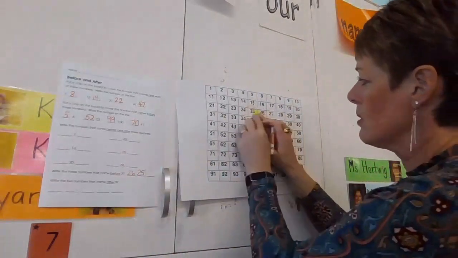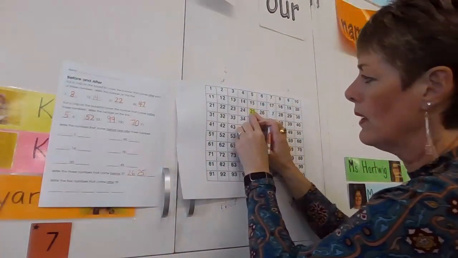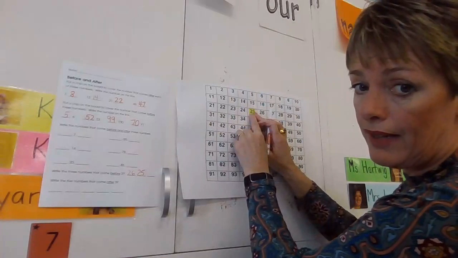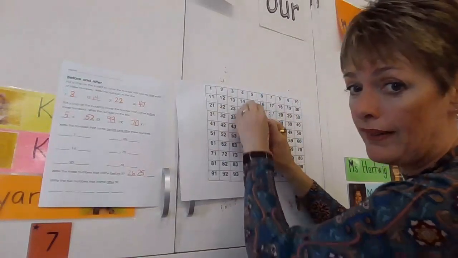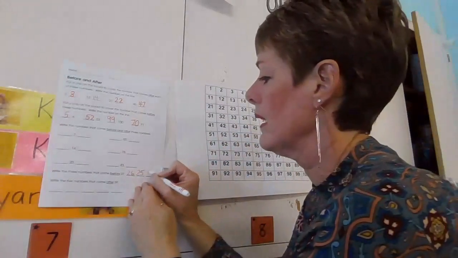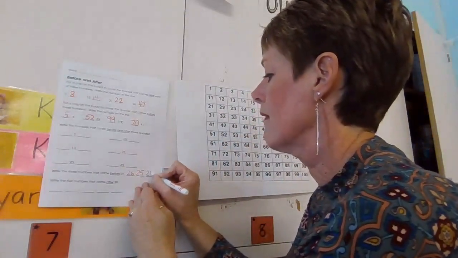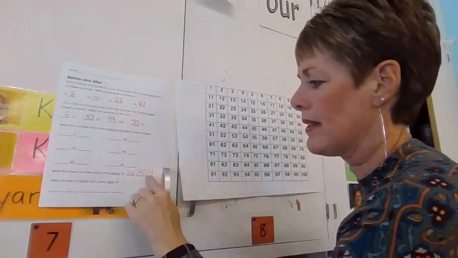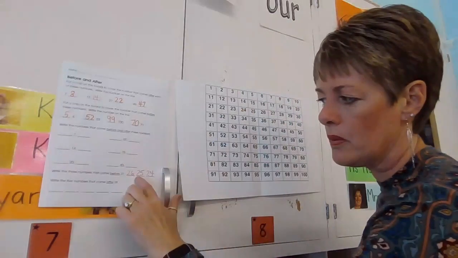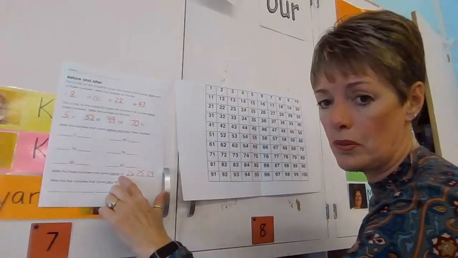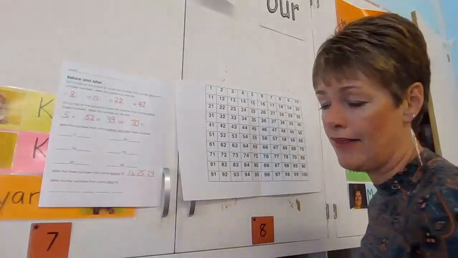Now I'm going to move my chip over. There's 25. What one comes just before 25? 24. So we're going to write that one right here. 24. There, I have my 3 numbers that come before 27. If I want to see if I'm right, let's see. 24, 25, 26, 27. Does that make sense? Those are the numbers that come before 27.